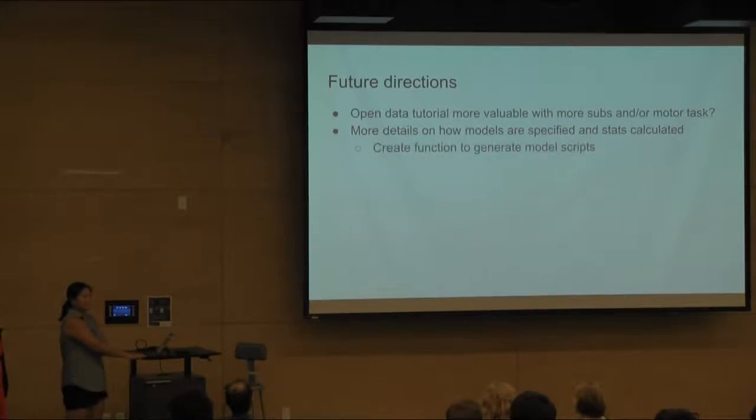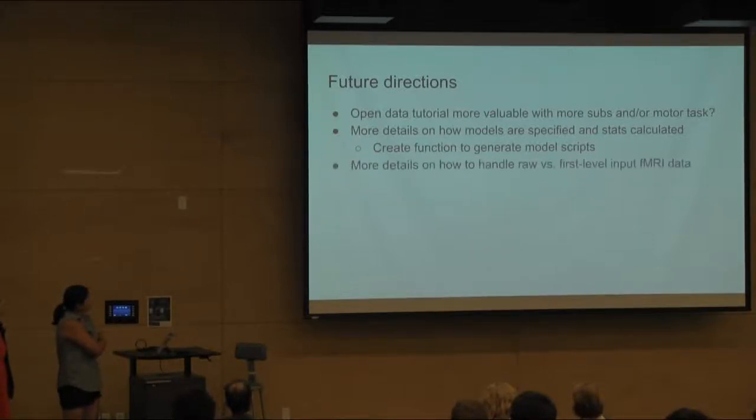It would be nice to get a function that would generate the scripts to make the models. We also think it would be nice to get more details on how to handle the input data. There is no documentation on this now, so we're still unclear on what needs to be done differently if you're putting in raw pre-processed data versus data that's already been modeled at the first level. The examples in the current Neuropointillist tutorials use both, but don't really explain what needs to be done to account for which. So that would be helpful for actually using the tool.